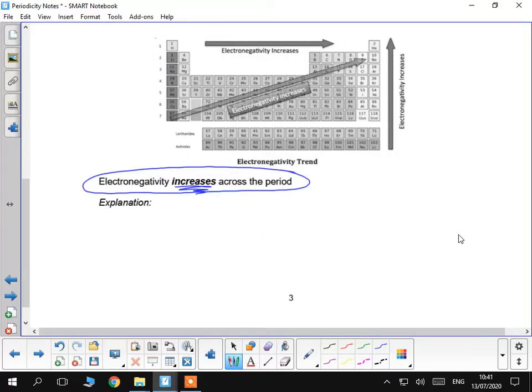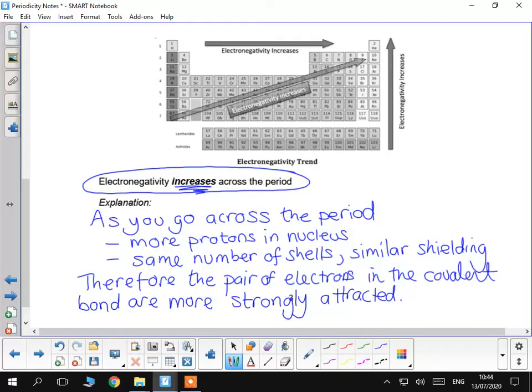So, electronegativity increases across the period because as you go across the period, there are again more protons, same shell, similar shielding, therefore the pair of electrons in the covalent bond again are more strongly attracted. So across any period, when you're talking about them, you'll be talking about there are more protons in the nucleus, same shell, similar shielding, therefore how it affects that particular property.